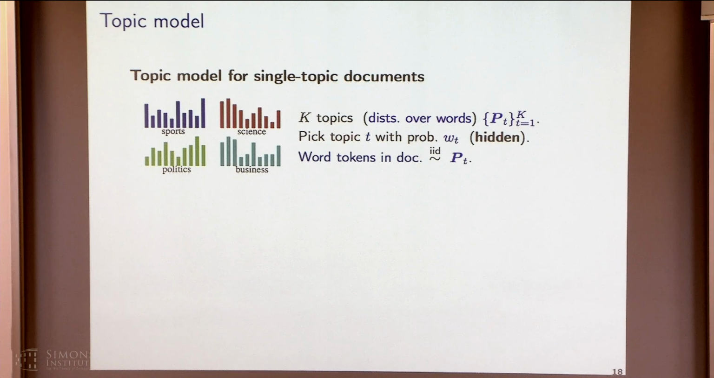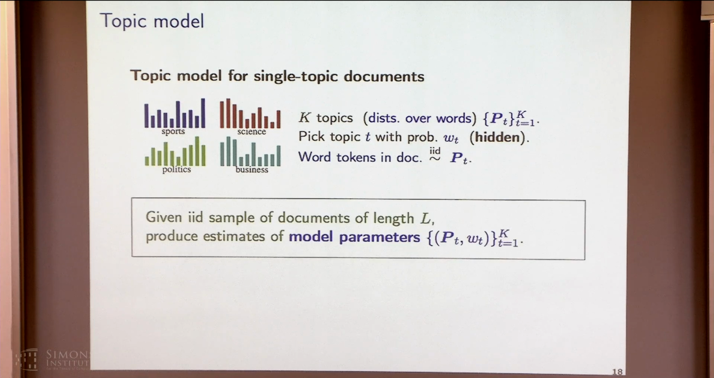We're going to pick a topic, T, with probability W sub T. The topic is not available to us, so it's hidden from us. We just observe the words in the document, and the words in this model are drawn IID from the topic distribution, the distribution on words for topic T. Remember, the problem is that you're given a collection of documents, let's say of length L, an IID sample of documents according to one distribution from this model. Your goal is to estimate the parameters of that distribution.